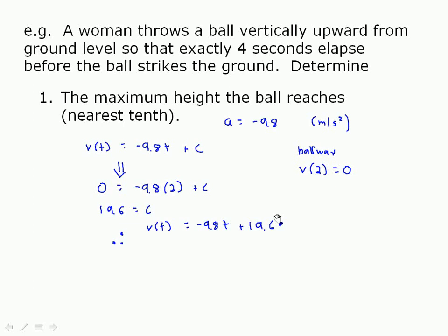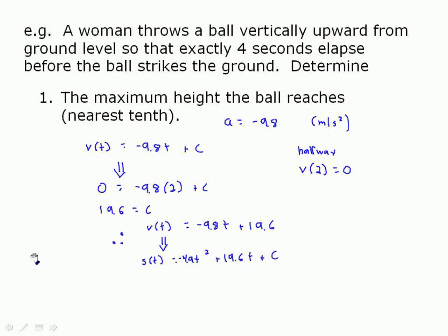And now that is not, of course, the maximum height, far from it. But we can keep going through this question. We need to now find s at t in order to make any headway with this one. So s at t will be the antiderivative of this one: negative 4.9t squared, that's 9.8 divided by 2, plus 19.6t, and then plus c.